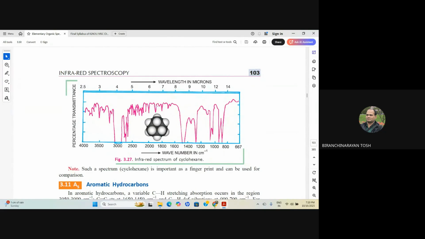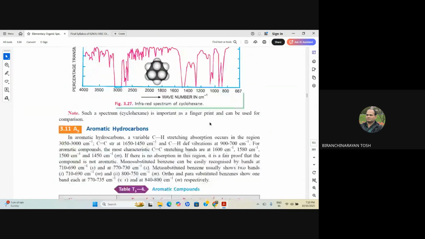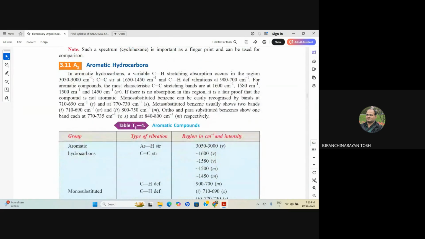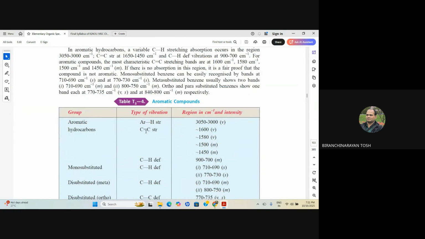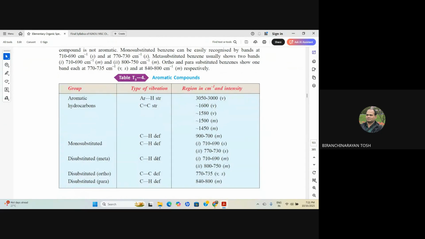For cyclic ones, only one extra peak comes here, and the rest of the peaks remain the same as in the case of alkanes. But for aromatic hydrocarbons, the aromatic C-H stretching is at 3050 to 3000, and the carbon-carbon double bond, as I told you, is at 1580 to 1600 for aromatic compounds like benzene, and the deformation is again at 900 to 700.